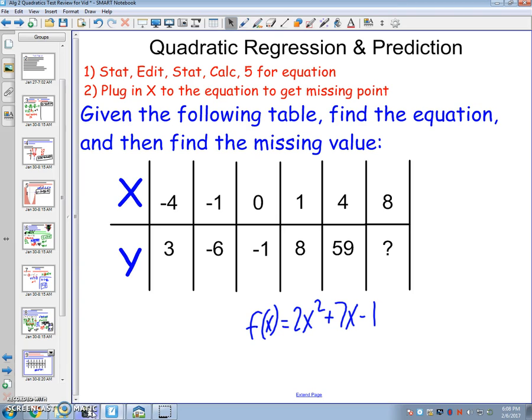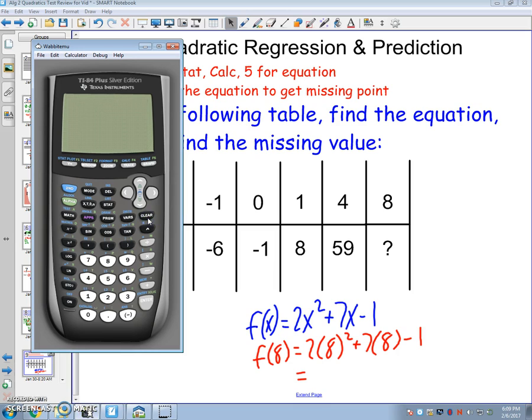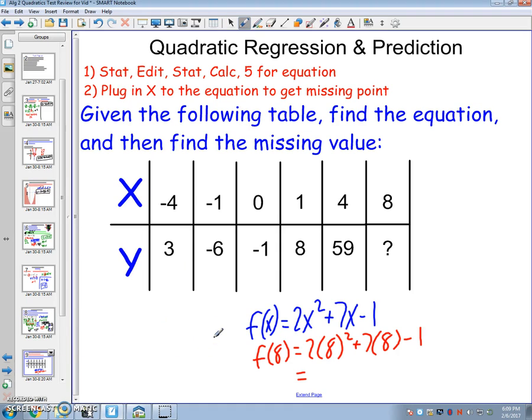So there's my equation. Now to find the missing point, you've got to plug in 8. So if I do 8 for x, that's 2 times 8 squared plus 7 times 8 minus 1. I put that in the calculator, and that gives me 183. So that's the answer there.